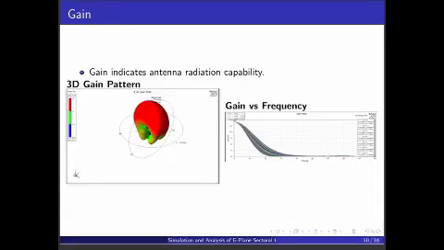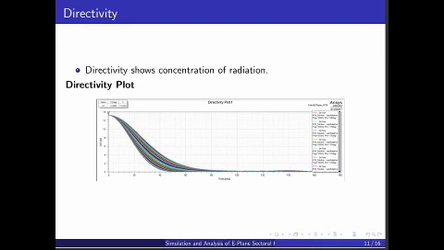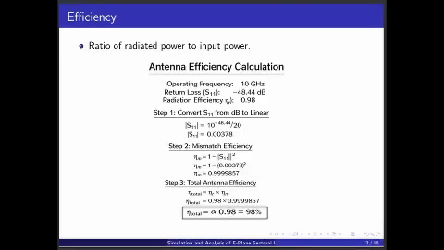Gain. Gain represents the ability of the antenna to focus radiated power in a particular direction. It depends on directivity and efficiency. Higher gain means stronger signal in the desired direction. Now directivity. Directivity shows how concentrated the radiation is in one direction. It is a property of the antenna shape only, not considering losses. High directivity means narrow beam, more focused radiation. Efficiency. Efficiency is the ratio of radiated power to input power. It tells how effectively the antenna converts input power into radiated waves.